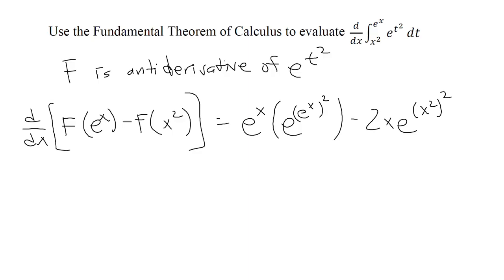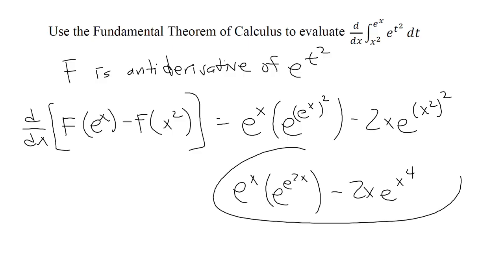And if we simplify this down a little bit here, we can get e to the x times e to the 2x, right? E to the x times e to the 2x, and then minus our 2x e to the x to the 4th power. And that should be our final answer here.